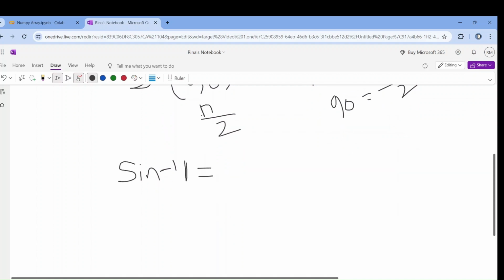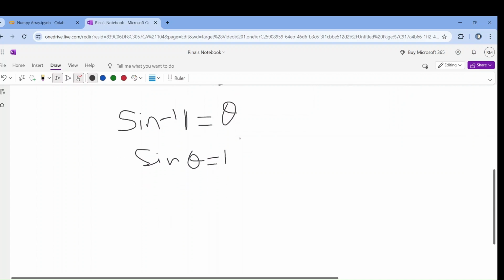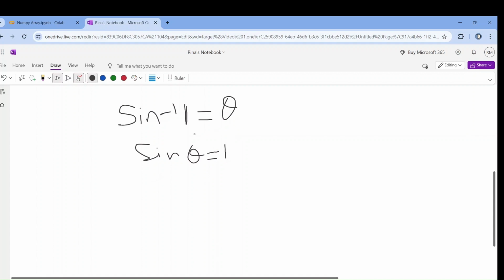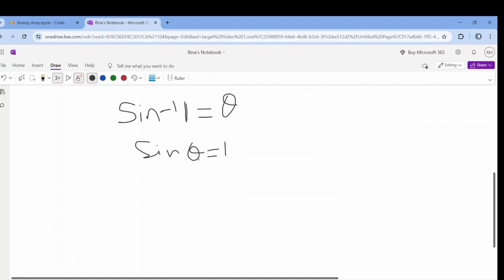First, we consider it as theta. We consider sine inverse equals theta. So, we can write sine of theta equals 1. No issues. So, we want the value of theta which equals 1. For which value of theta is it equal to 1? We have just seen also, but you should know that this is 90 degrees. So, theta means simply 90 degrees.